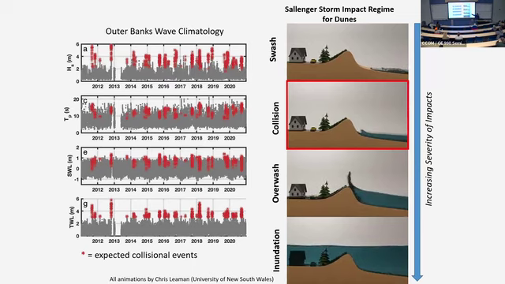Whereas overwash and inundation are much less frequent. That may be the 1 in 10 year, 1 in 100 year, 1 in 1,000 year event that wipes out a dune system. And so when we're thinking about using soft infrastructure to protect against flooding, we really want to design for what these collisional dynamics are doing, because they're pretty frequent, they can cause a lot of erosion, and we need to make sure that we withstand those forces.